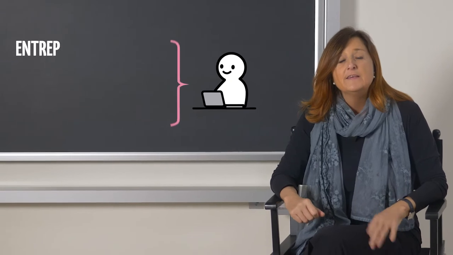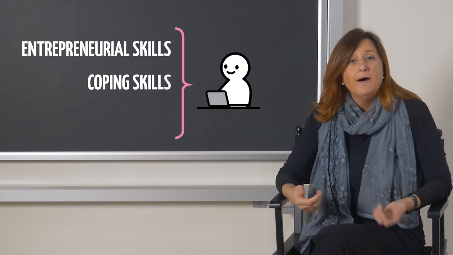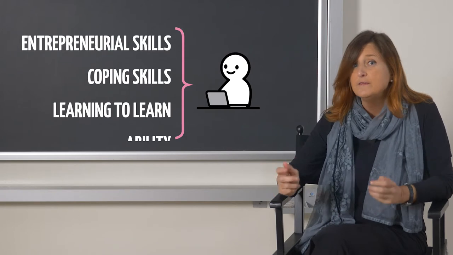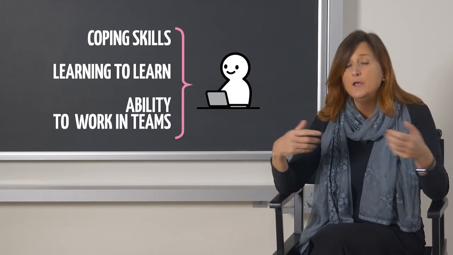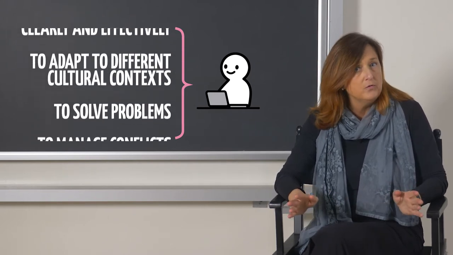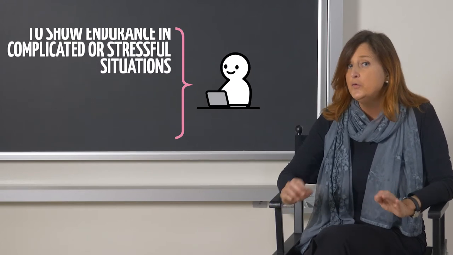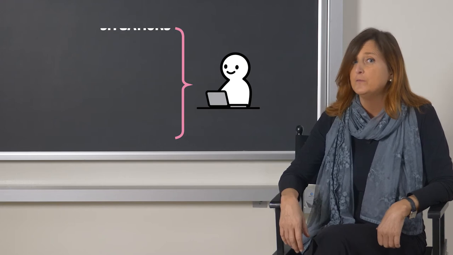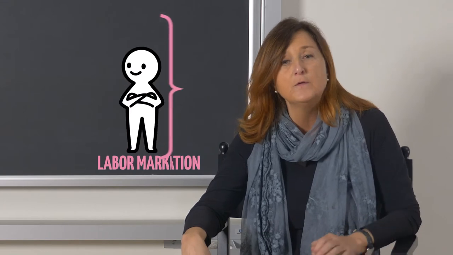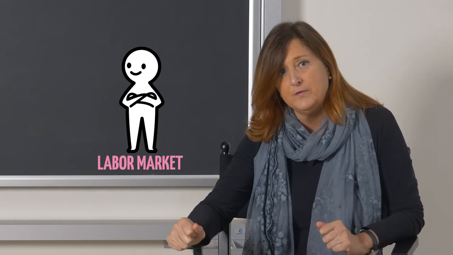complex skills, such as entrepreneurial skills, coping skills, for example the capacity to deal with a problem in a creative way, learning to learn, and other skills, such as the ability to work in teams, to communicate clearly and effectively, to adapt to different cultural contexts, to solve problems, to manage conflicts, and to show endurance in complicated or stressful situations. That will help university students make a successful transition from full-time education to entering the labor market.